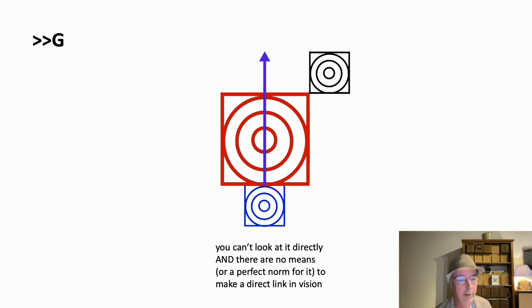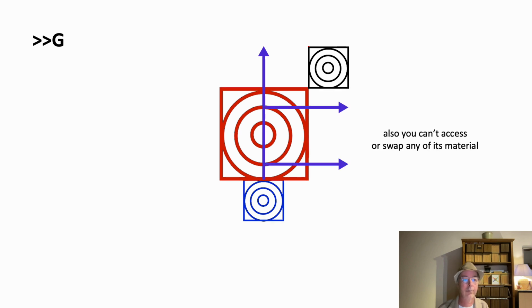You can't look at it directly. There's no means, or there are no norms, to use it and to make a direct link to it. So it's impossible to find it this way. Also, you can't access any of the material of it, or swap any of the material. So we have to go even further.